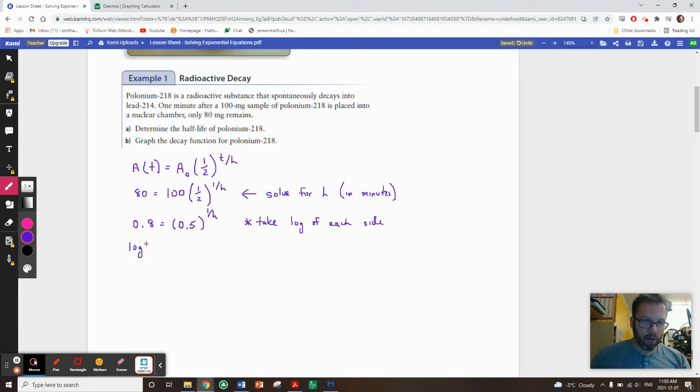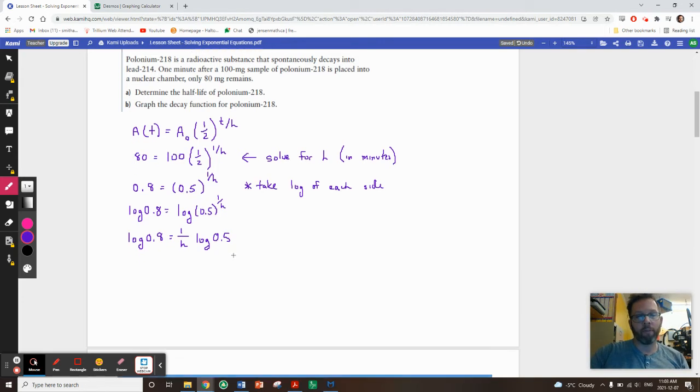So the log of 0.8 equals the log of 0.5 to the power of 1 over h. And we have our nice power rule for logarithms. Don't really need the brackets for that one. Log 0.8 equals 1 over h times the log of 0.5. Don't need those brackets anymore either. And we can solve this equation for h.